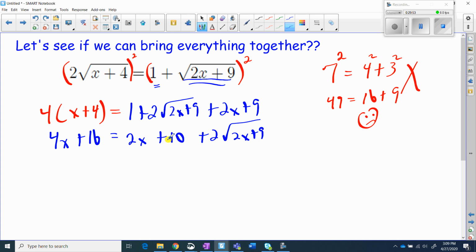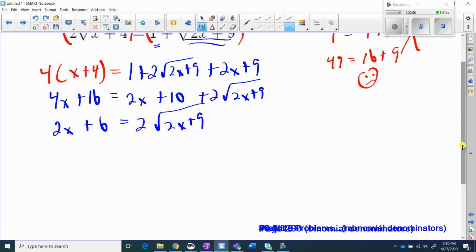So I'm going to move these 2 over here, which makes this now 2x plus 6 equals 2 square root 2x plus 9. At this point, you've got a couple options here. I would only ever do this if everything divided. So for example here, these are all divisible by 2. You don't have to do this, but you might want to say, I'm going to divide everything by 2 to make the numbers a bit smaller before I square both sides, which will then make this x plus 3 equals square root 2x plus 9.